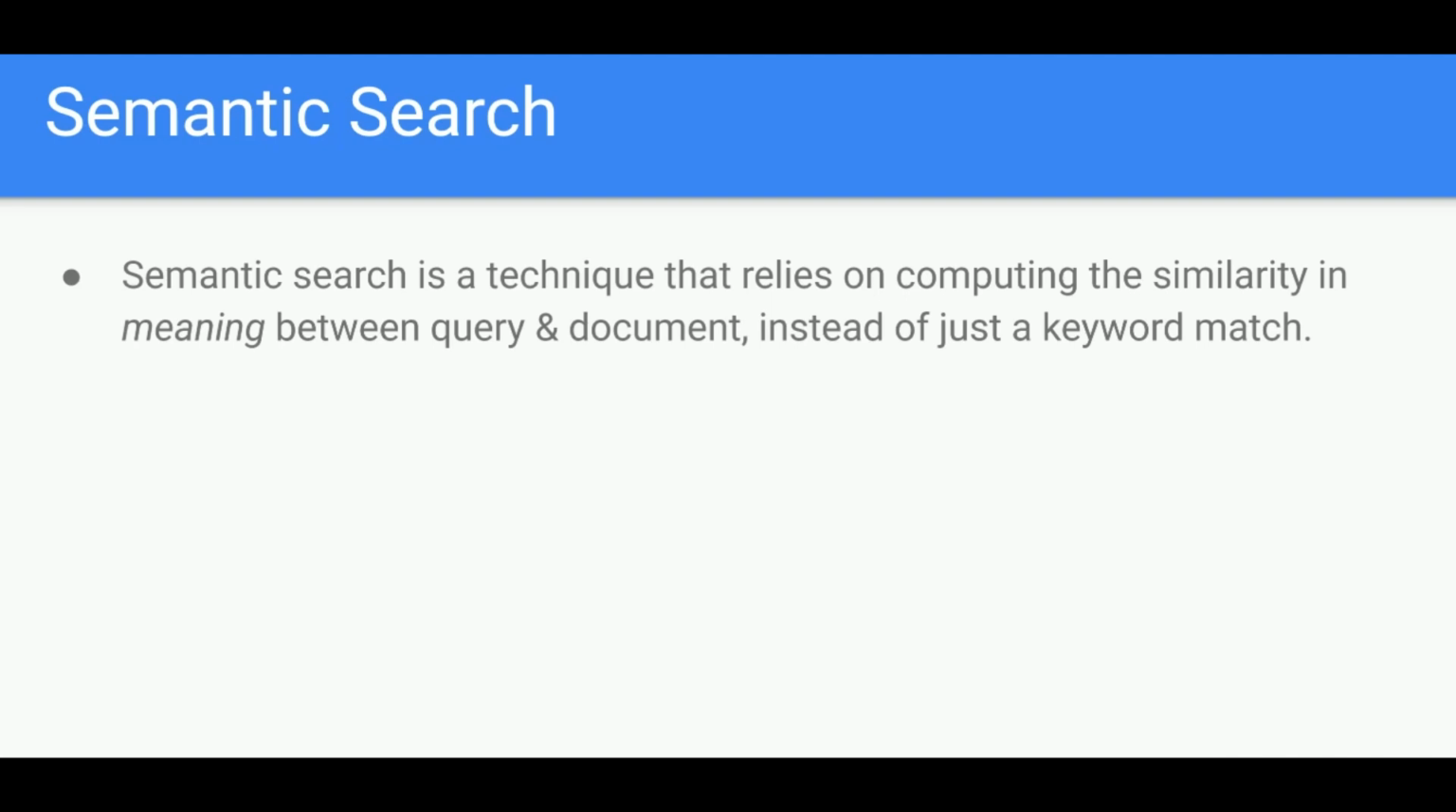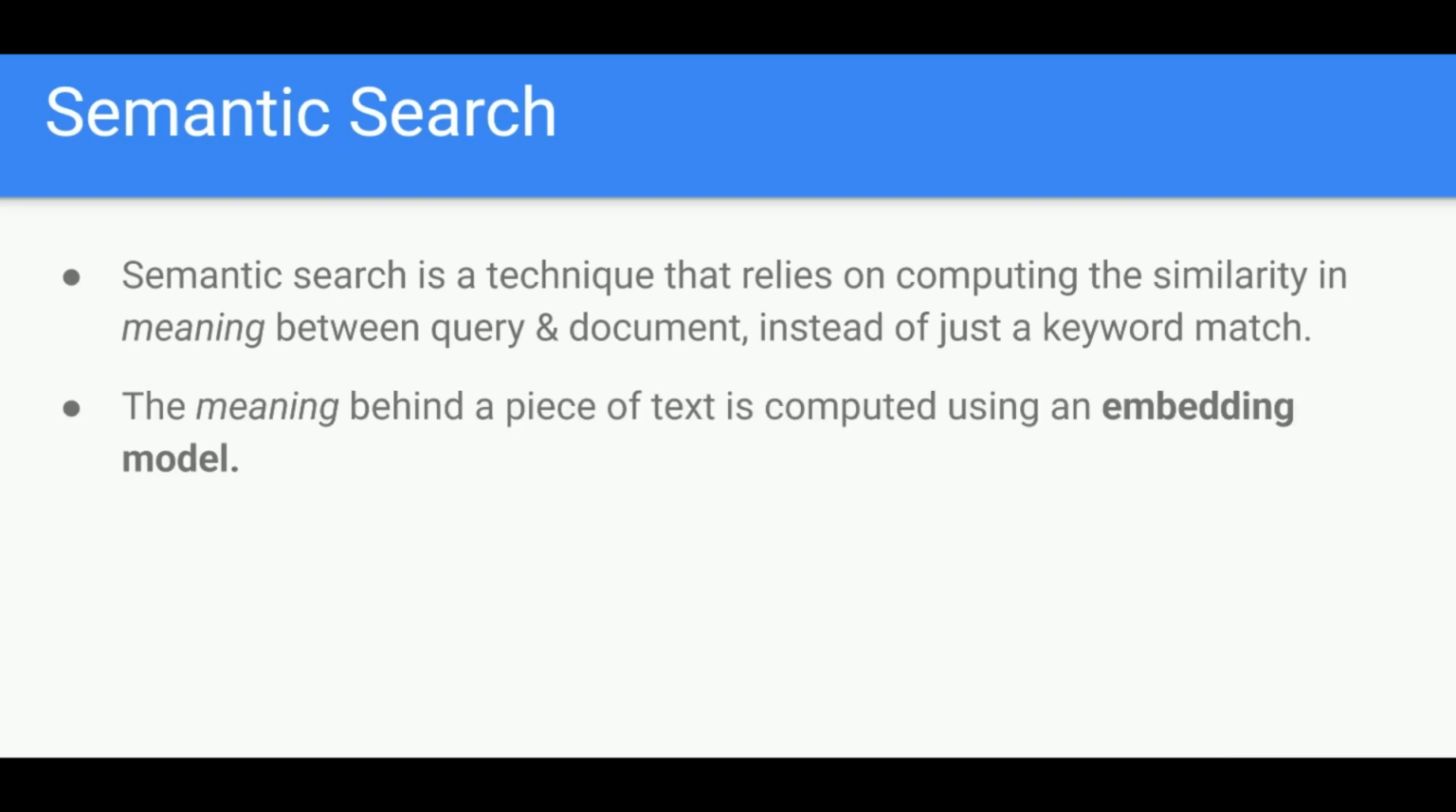Semantic search relies on finding the semantic meaning between queries and documents and matching up those queries and documents that are most similar in meaning, right? And so how do we get that meaning? We get that by using an embedding model. You should be very familiar with embedding models at this point in the course, and that is how we're going to get that meaning, by having a high quality embedding model.